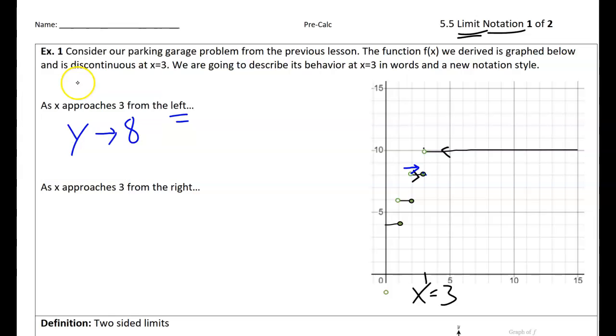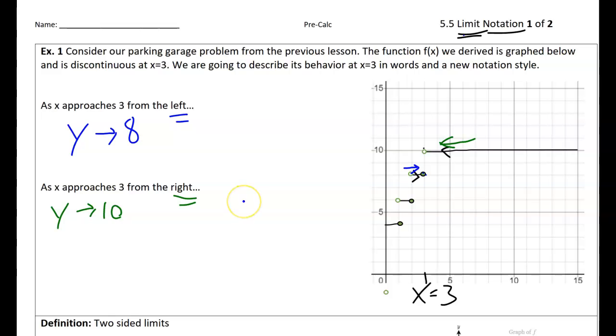Then I'm going to switch colors, and we're going to consider the other side. From the right, that's from a value greater than 3, so 3 hours or more, my y values are approaching 10. That's not a hard idea to see. Imagine if you were standing on this function. If I were standing here, walking towards x equals 3, I would end up at one spot. I would end up at 10. Whereas if I were standing on this little piece down here, walking towards the same value, I would end up at a different spot down here. That's all we're saying here. Not a super complicated idea, but we're going to make sure we can write this idea down like a mathematician.